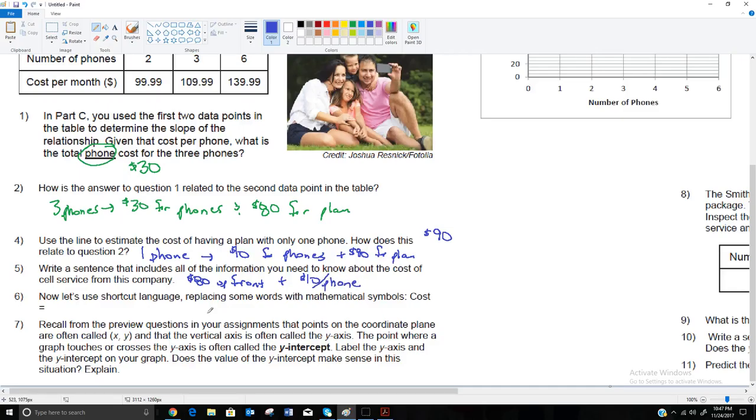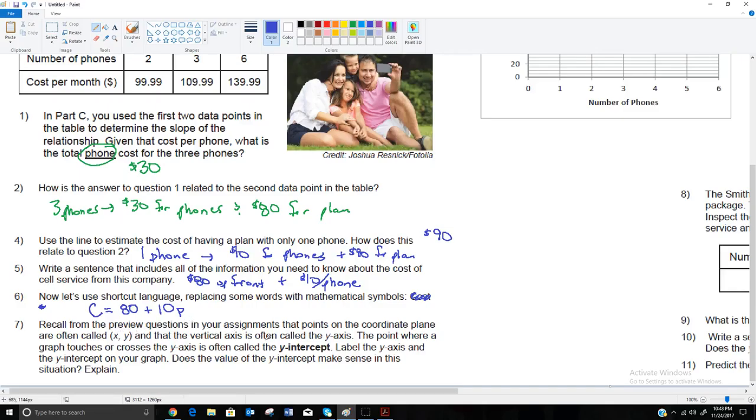And now we're supposed to change that into an equation. So cost equals, and I'm going to put it down here. So cost equals $80 plus $10 per phone. And I like to use C for cost rather than using a Y, because it helps me remember what it was, and P for phone, even though you could use an X, it's kind of up to you.